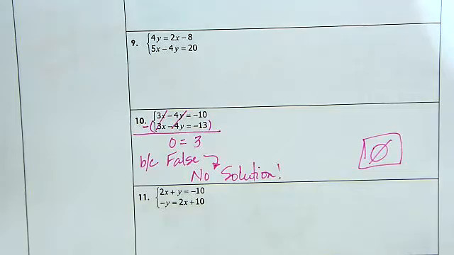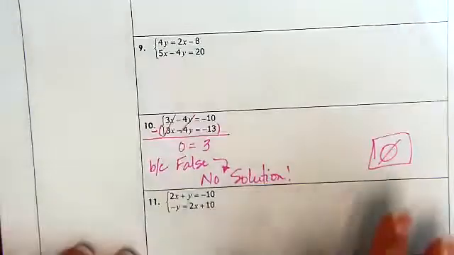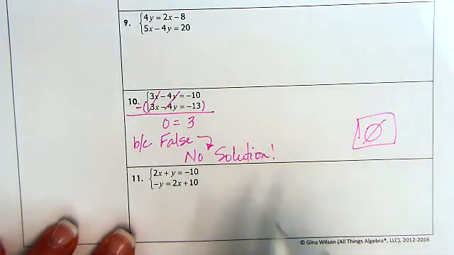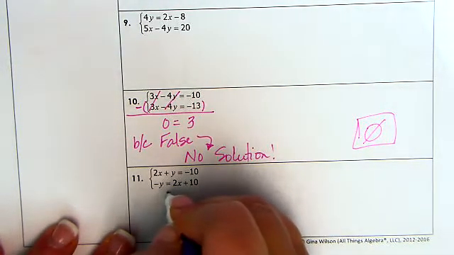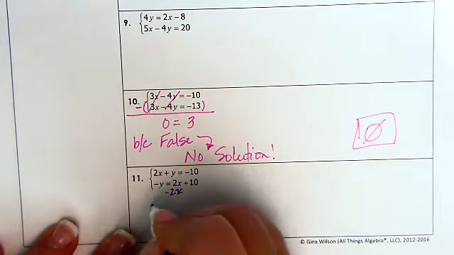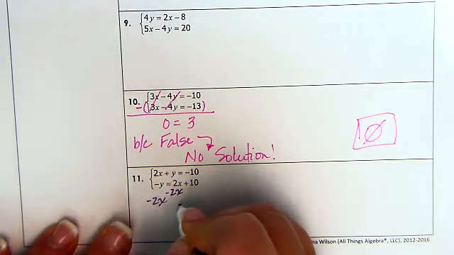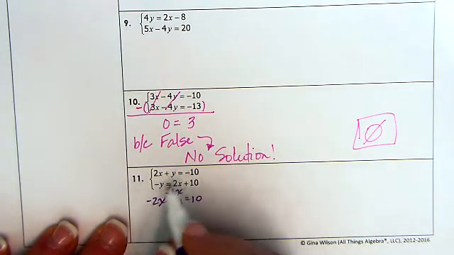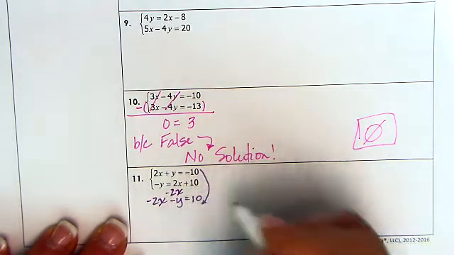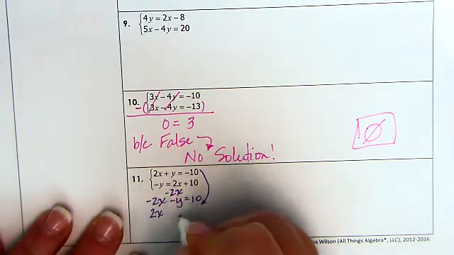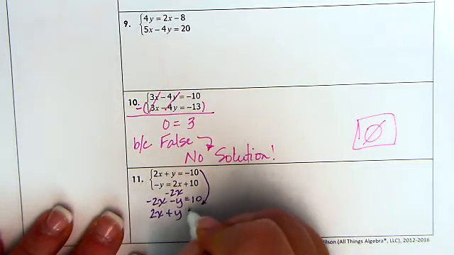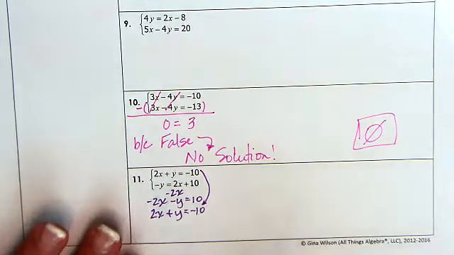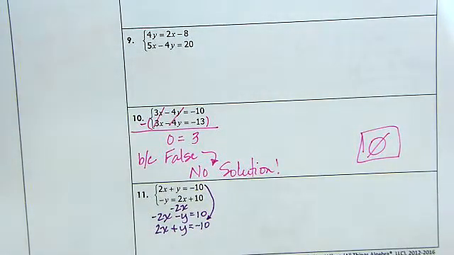All right, let's look at the last one. Okay. Oh, first things first, these variables are not lined up. So I'm going to rearrange this first one. I'm going to subtract 2x from both sides. So I end up with negative 2x minus y equals 10. Now, I'm going to rewrite this top equation and bring it down here. So I'm now going to have 2x plus y equals negative 10. Those look really similar. Let's see what ends up happening.